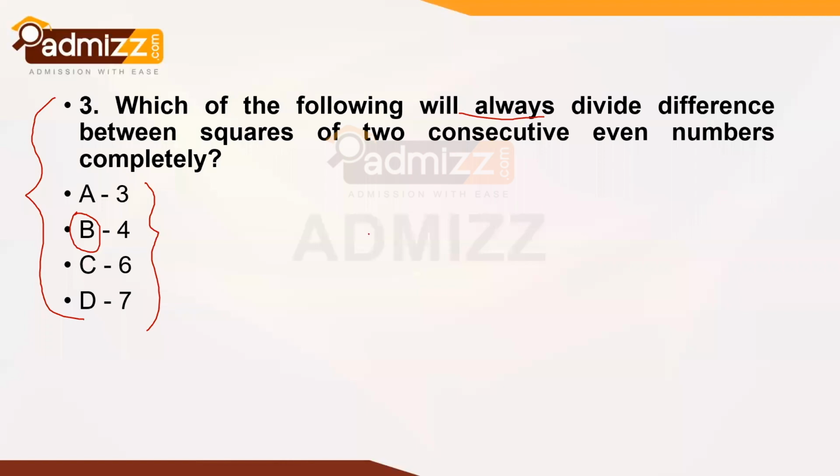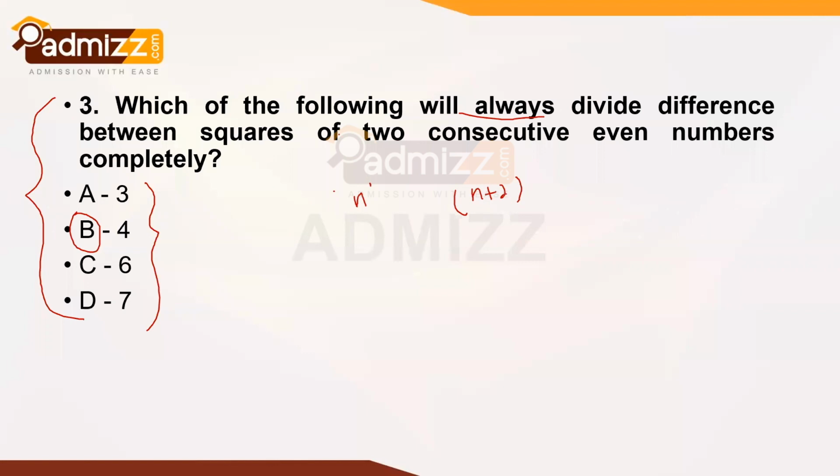So what we do is we assume one even number to be n, right? And so the greater even number or its consecutive even number is going to be n plus 2, because even numbers lie at a common difference of 2.